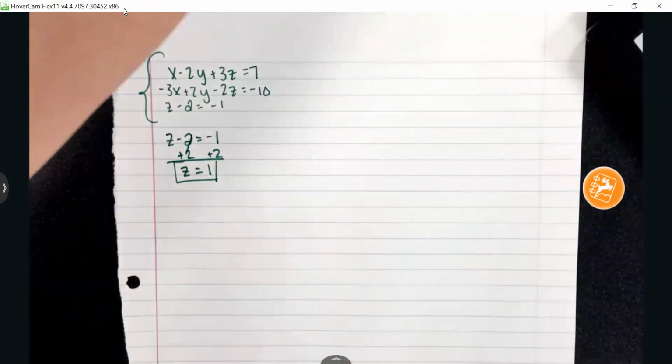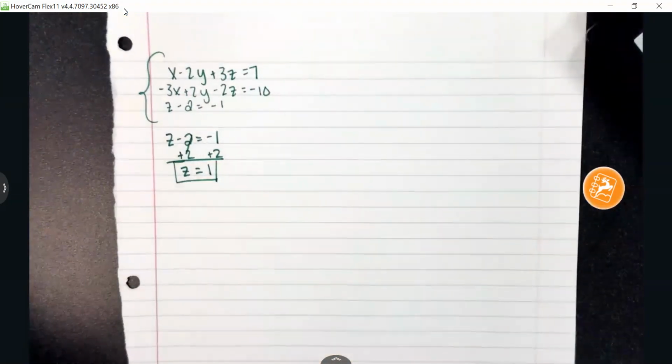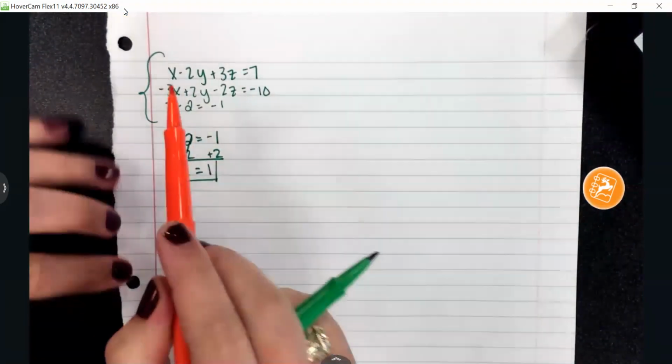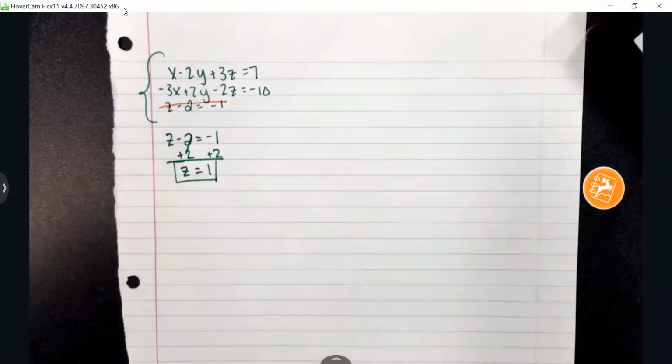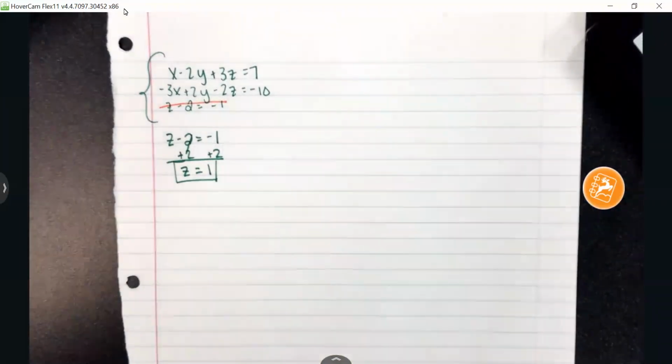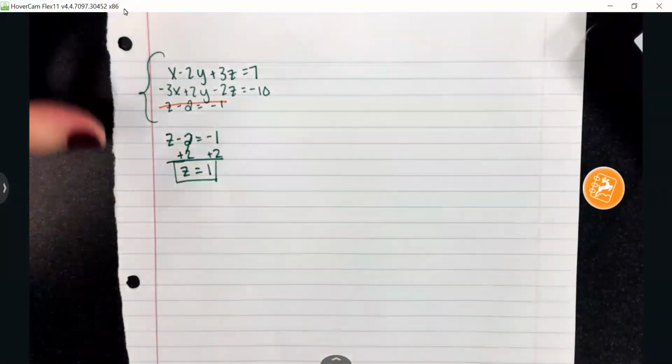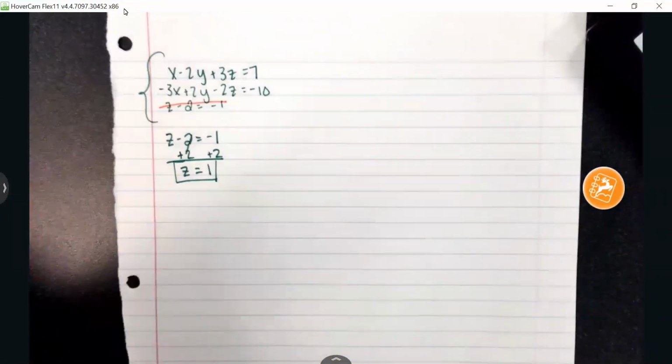Tiana, when I use an equation, what am I supposed to do with it? Cross it out. We're going to cross it out once we use it. Okay? Brooke, what equation am I going to use next? I used the first one. The top one. Very good.